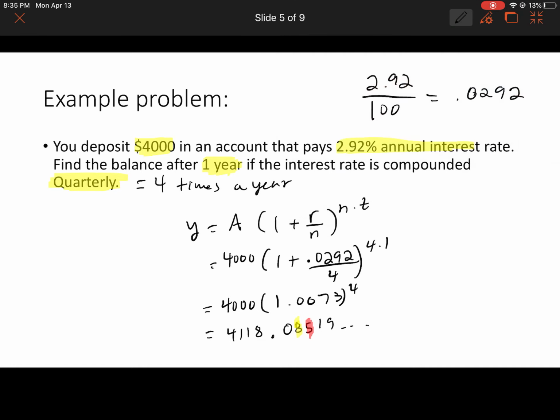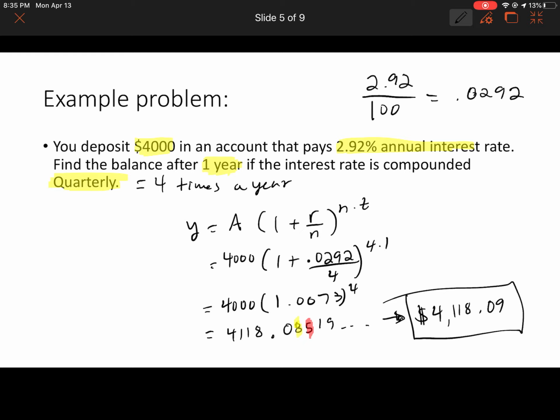If the number after the value we want to round to, in this case the cents, the hundredths place, the red value, is 5 or higher, then the one before it goes up, meaning the yellow one goes up. So in this case, it does go up. And our answer is actually going to be equal to $4,118.09. This is our final value. That's how much money you end up getting from this bank account after 1 year.